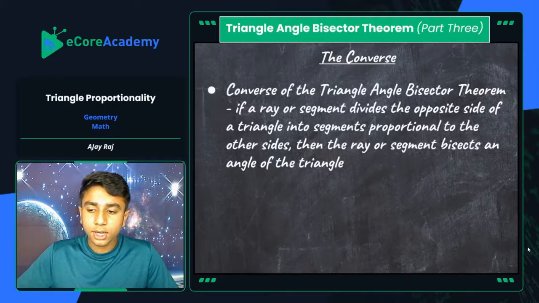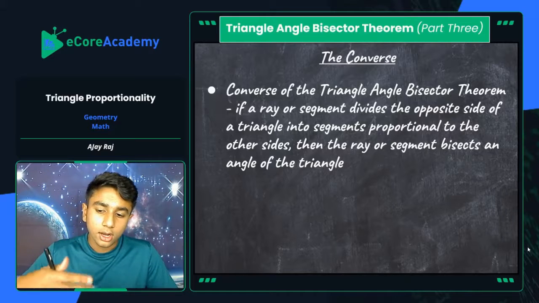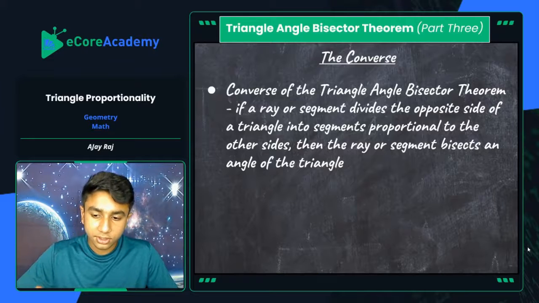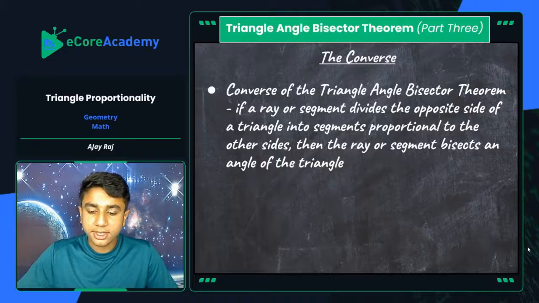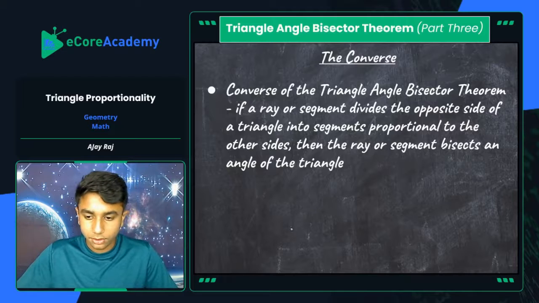The converse of the triangle angle bisector theorem states that if a ray or segment divides the opposite side of a triangle into segments proportional to the other sides, meaning that you can create those three senses of proportionality: cross multiplication, same side multiplication, and same side division with relative positions, and if you're able to do that with equivalence, then the ray or segment bisects an angle of the triangle. That's basically saying if a line intersects one side of a triangle and it's able to create that proportionality, that means it also intersects one of the opposite angles. So very, very simple.